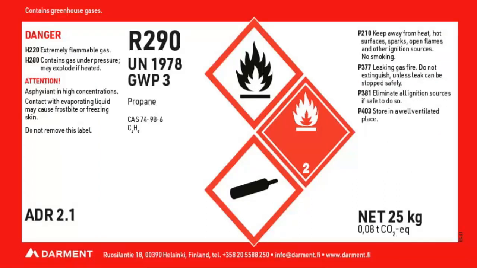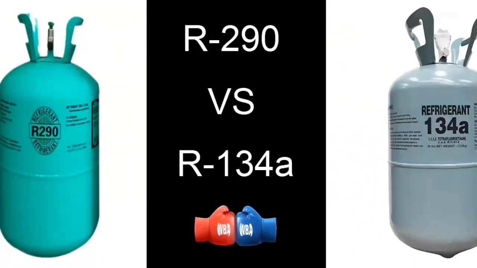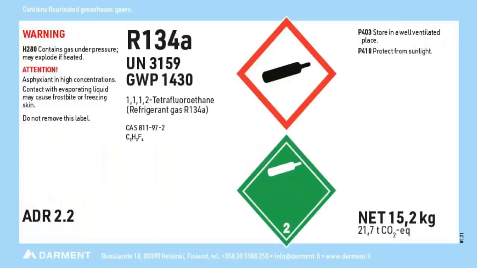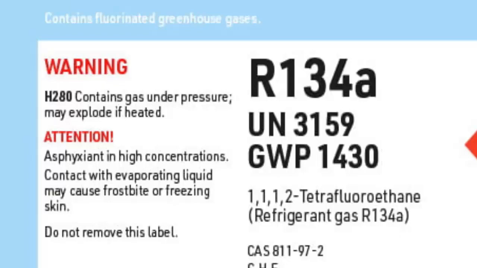R290 is ozone-friendly and boasts an impressively low global warming potential, GWP, of only 3. On the other hand, R134a also doesn't harm the ozone layer, but has a relatively higher GWP of 1,430. As the years pass, this poses challenges due to more stringent environmental restrictions.